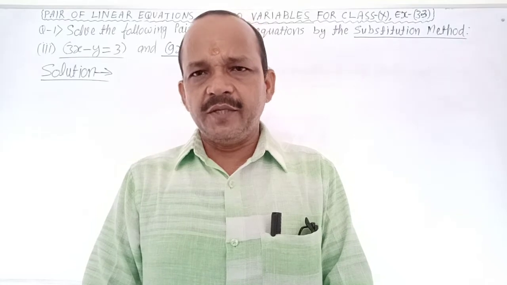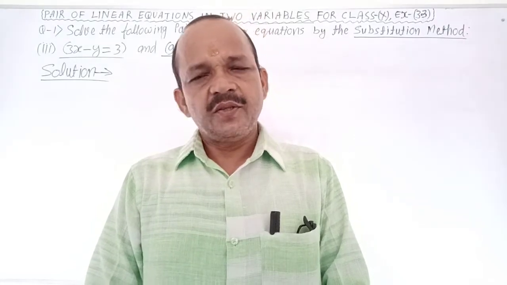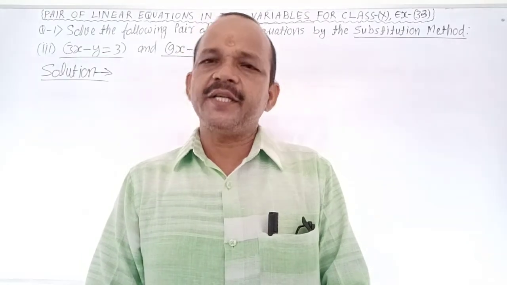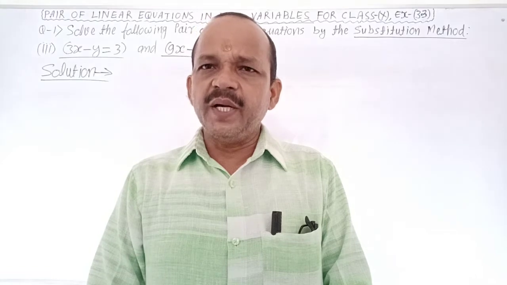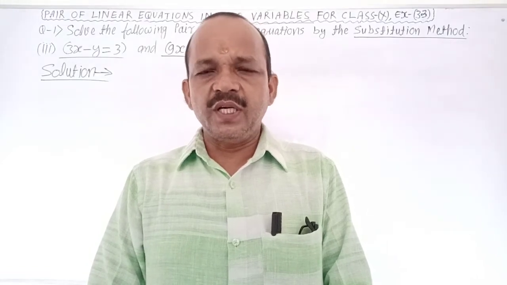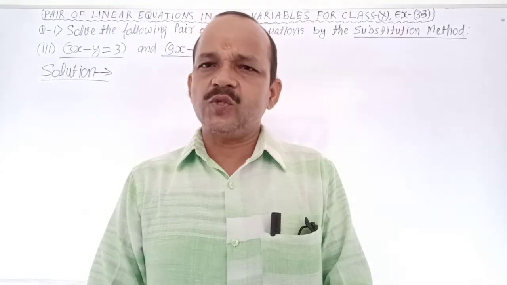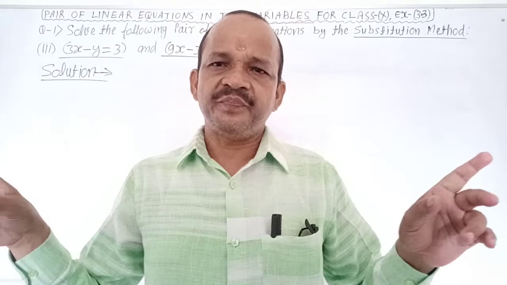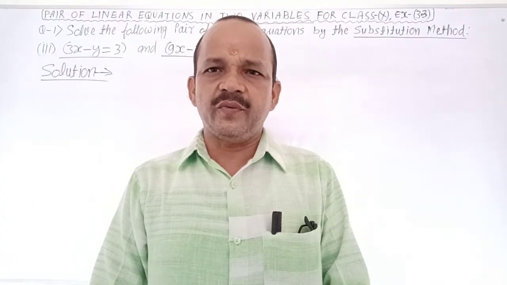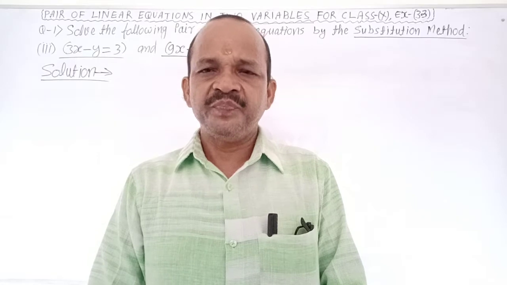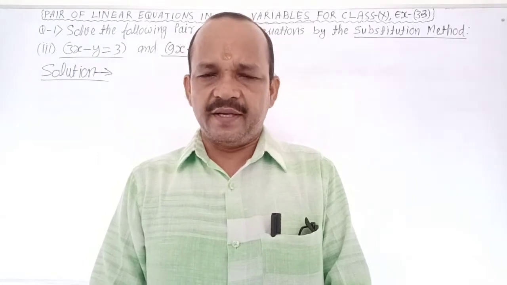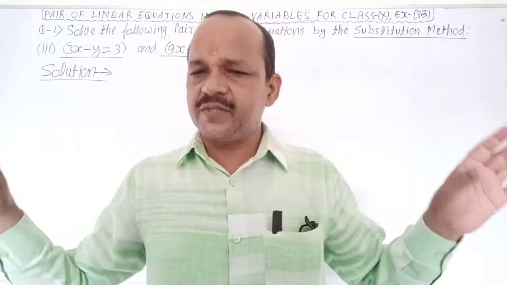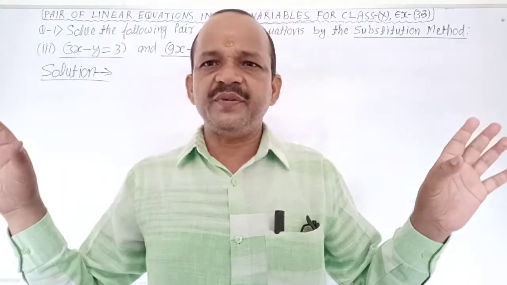If a1 by a2 not equal to b1 by b2, then it shows consistent system, intersecting lines and a unique solution. If a1 by a2 equal to b1 by b2 not equal to c1 by c2, then it shows parallel lines, inconsistent system and no solution. If a1 by a2 equal to b1 by b2 equal to c1 by c2, then it shows coincident lines, consistent dependent system and infinitely many solutions. It is clear.